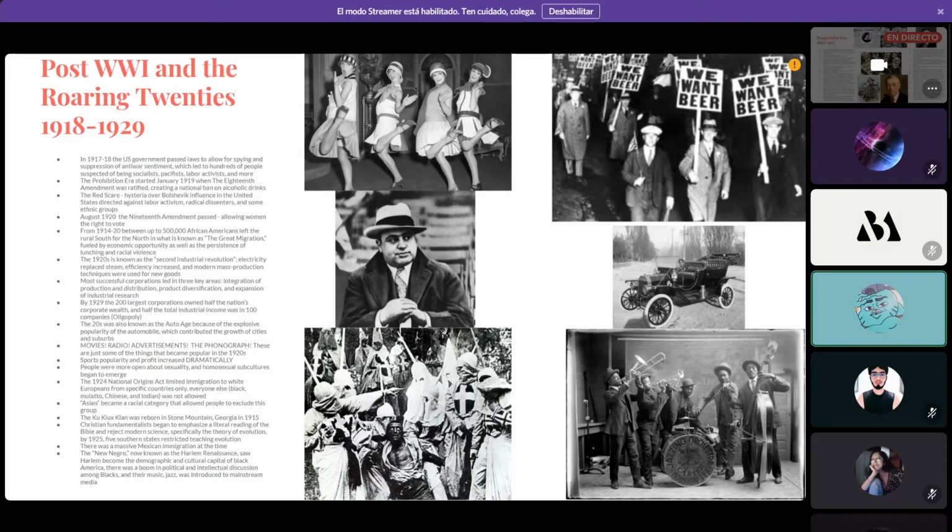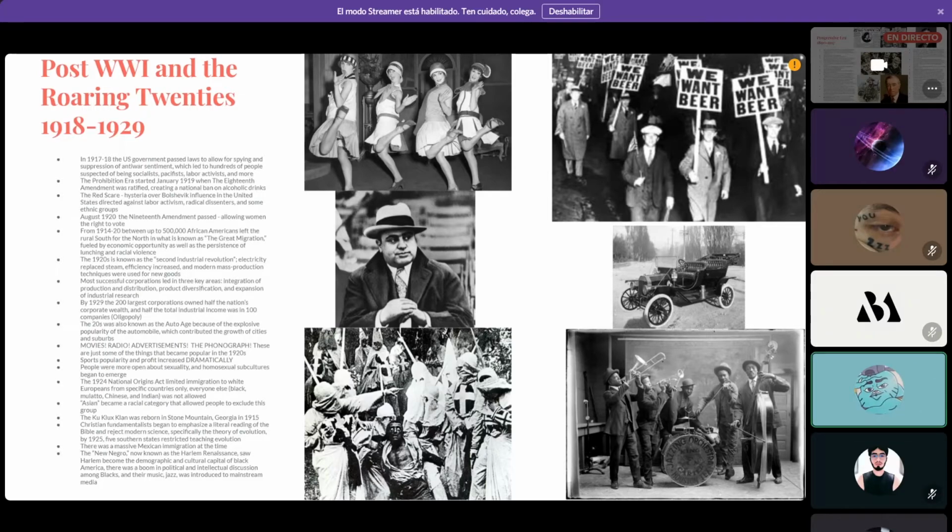We have post-World War I and the Roaring Twenties. At this time, the U.S. government passed laws allowing for the spying of people because they were worried about things like communism. That was called the Red Scare at the time. This was the first one. There are going to be multiple Red Scares over the course of history from now on. But this was the time of the first one, where the Bolshevik Revolution in Russia scared Americans.